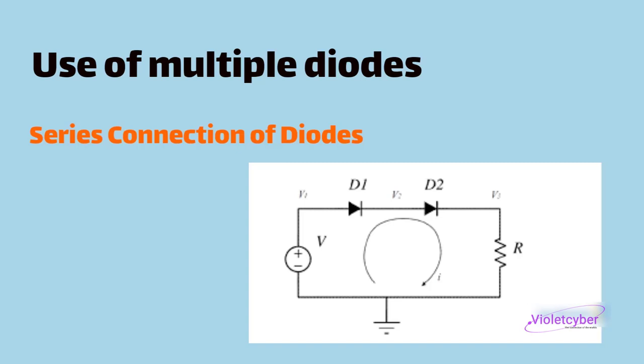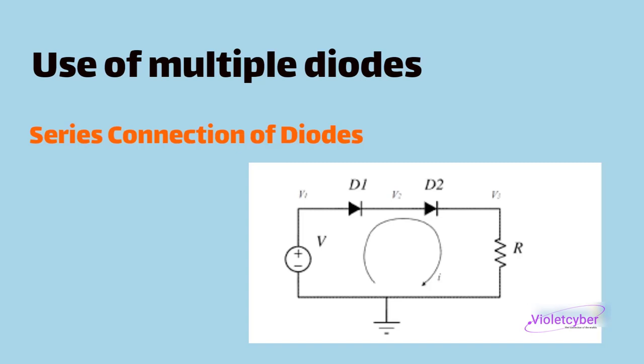Increased forward voltage drop. The forward bias voltage, the voltage required to conduct current, is also the sum of the forward voltage drops of each diode. For example, if two silicon diodes with a forward voltage drop of 0.7 volt are connected in series, the total forward bias voltage will be 1.4 volt.